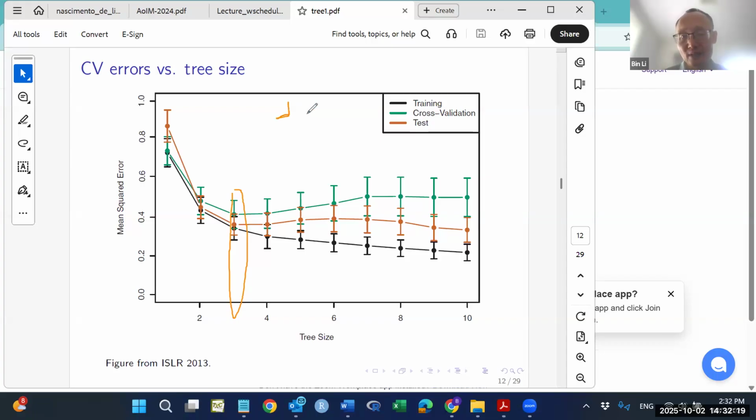So the tree size is 3. That means we have a tree that looks like that. Only 3 leaves, 1, 2, 3. So this is a very simple tree. But if we have 10 leaves, that's a much more complicated tree. So I would rather choose this one, right?